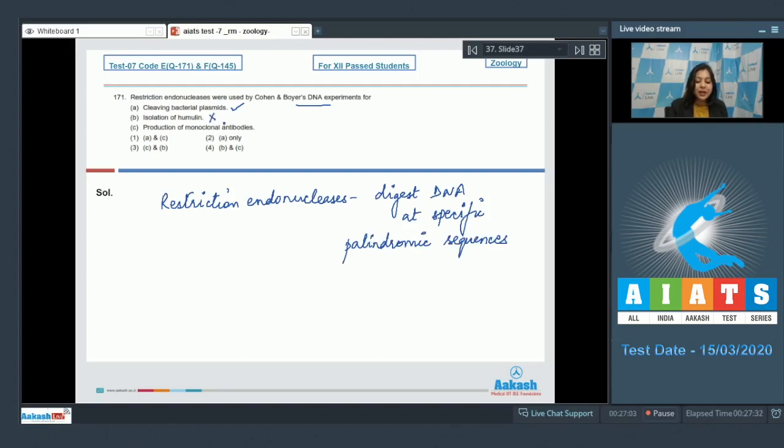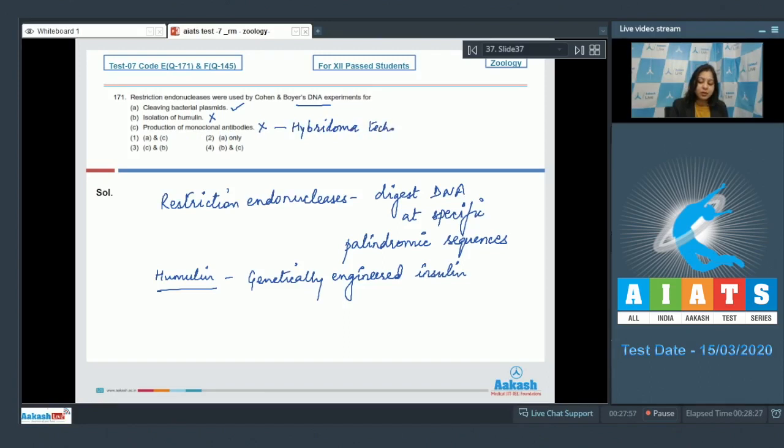Isolation of humulin, this is incorrect as humulin is genetically engineered insulin. Number 3, production of monoclonal antibodies. This is also incorrect as monoclonal antibodies are produced by hybridoma technology. Thus, over here, the function of restriction endonucleases is only A. So, the correct answer is option number 2, that is A only.